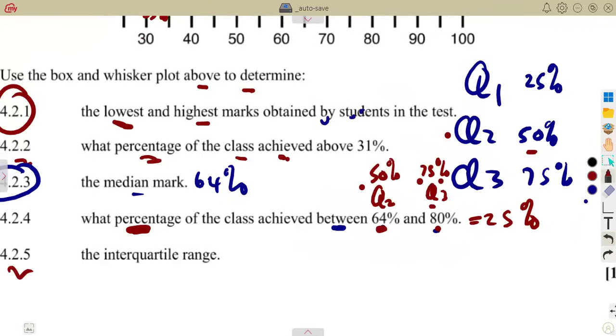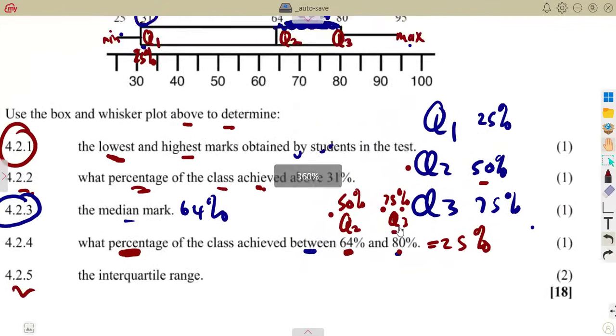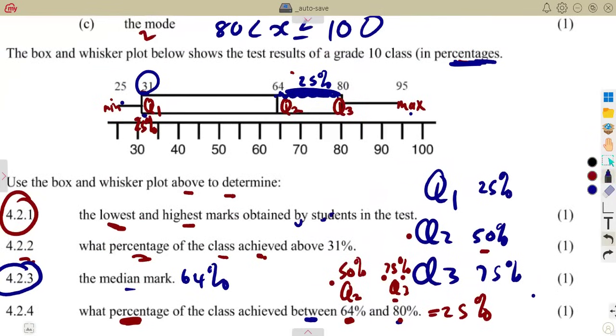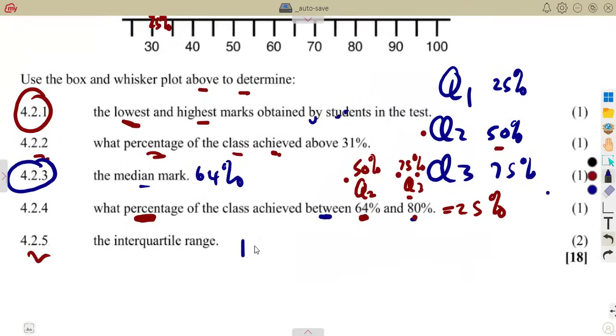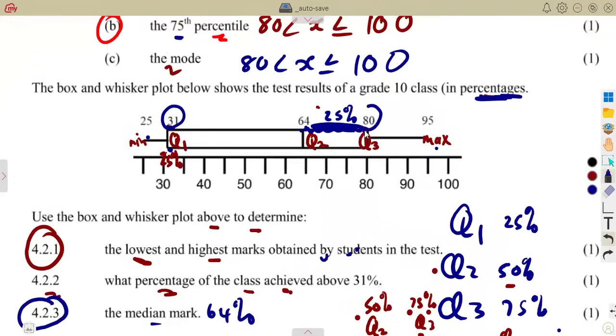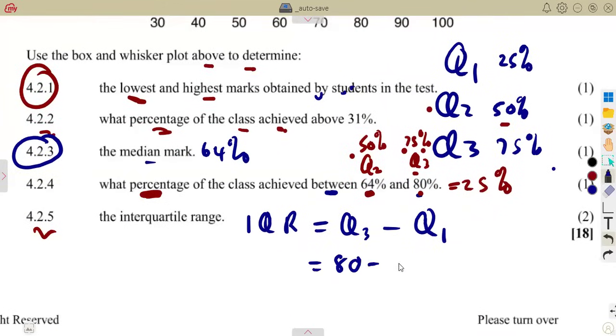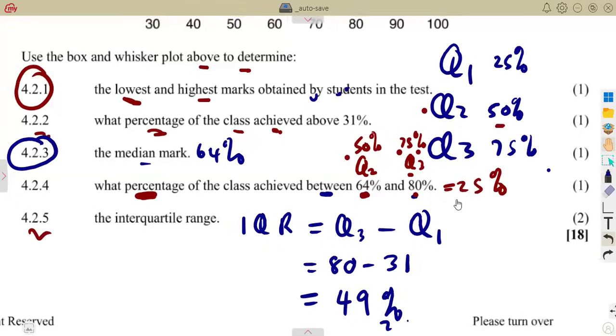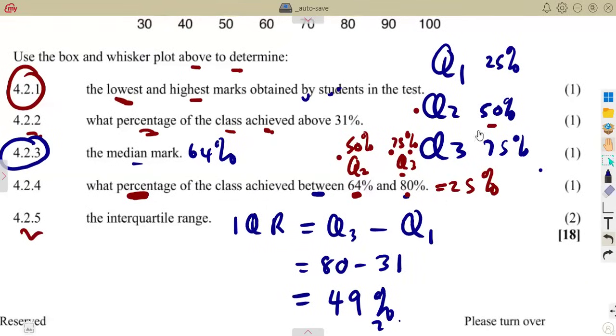All right. The interquartile range. How can we obtain the interquartile range from our diagram here? Remember, the interquartile range is the difference between Q3, upper quartile, and the lower quartile, Q1. Q3, we already have it. So Q3 is 80 and Q1 is 31. So the difference between 80 and 31, that is our interquartile range, and that was going to be 49. Remember, these are given as percentages. So you can even write it as 49% in terms of the marks, not in terms of the percentage of a range. This is just in terms of the given information that we have. So that was it, 18 marks, question number 4.